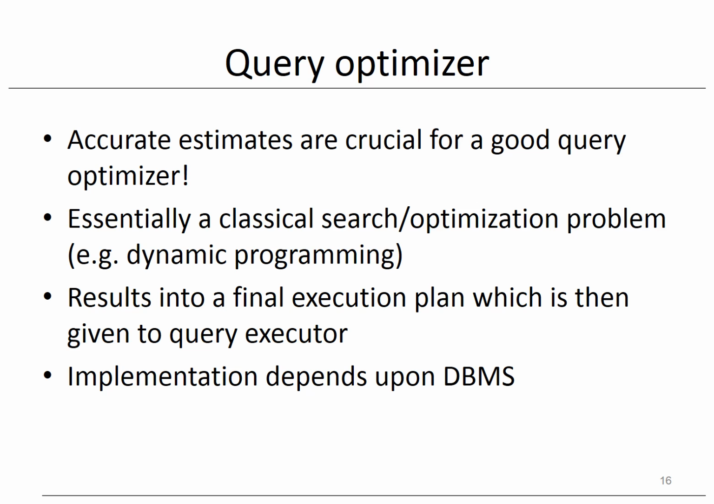Finding an optimal execution path is essentially a classical search or optimization problem, whereby techniques such as dynamic programming can be used. The result of the optimization procedure is a final execution plan, which is then handed over to the query executor. As already mentioned, the implementation of the query optimizer depends upon the type of DBMS and the vendor, and is considered to be a key competitive asset.